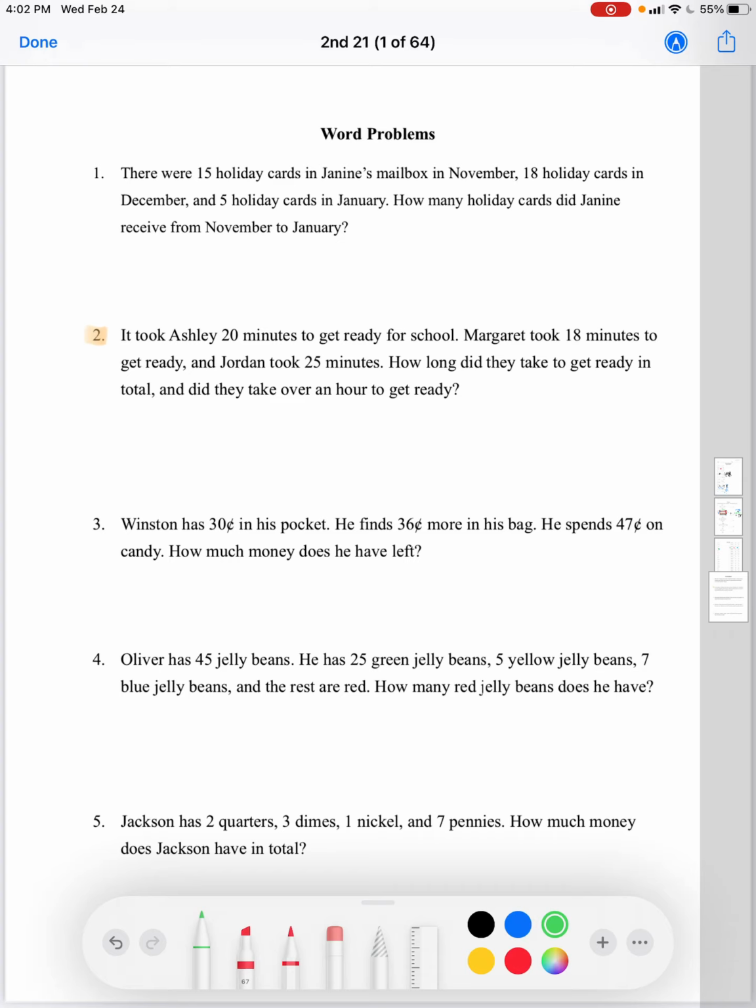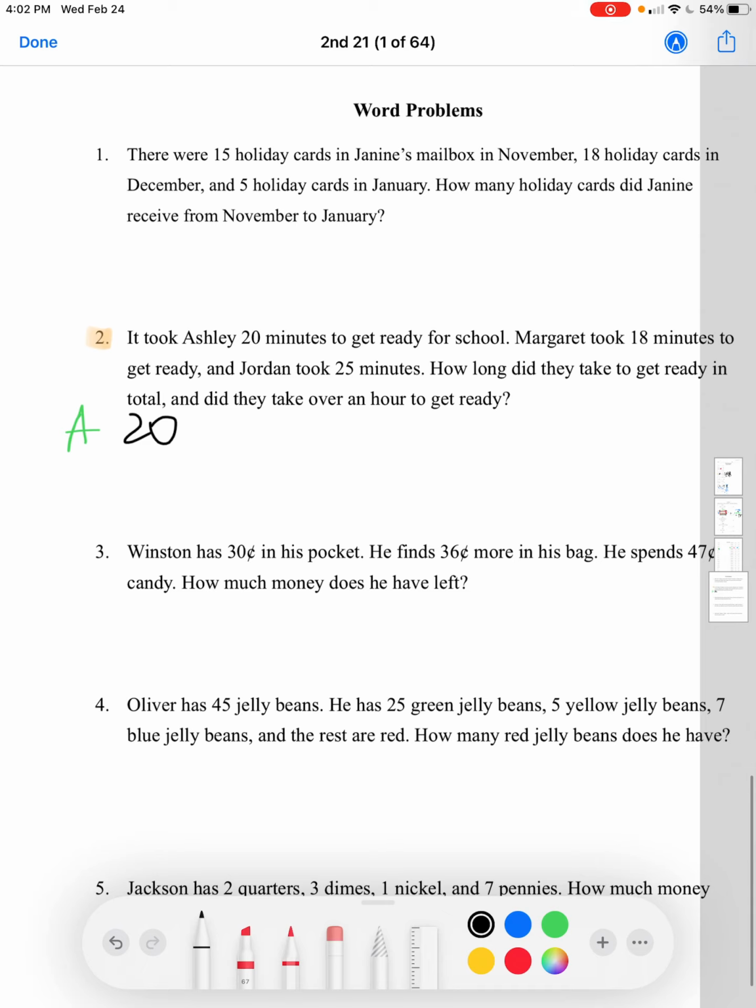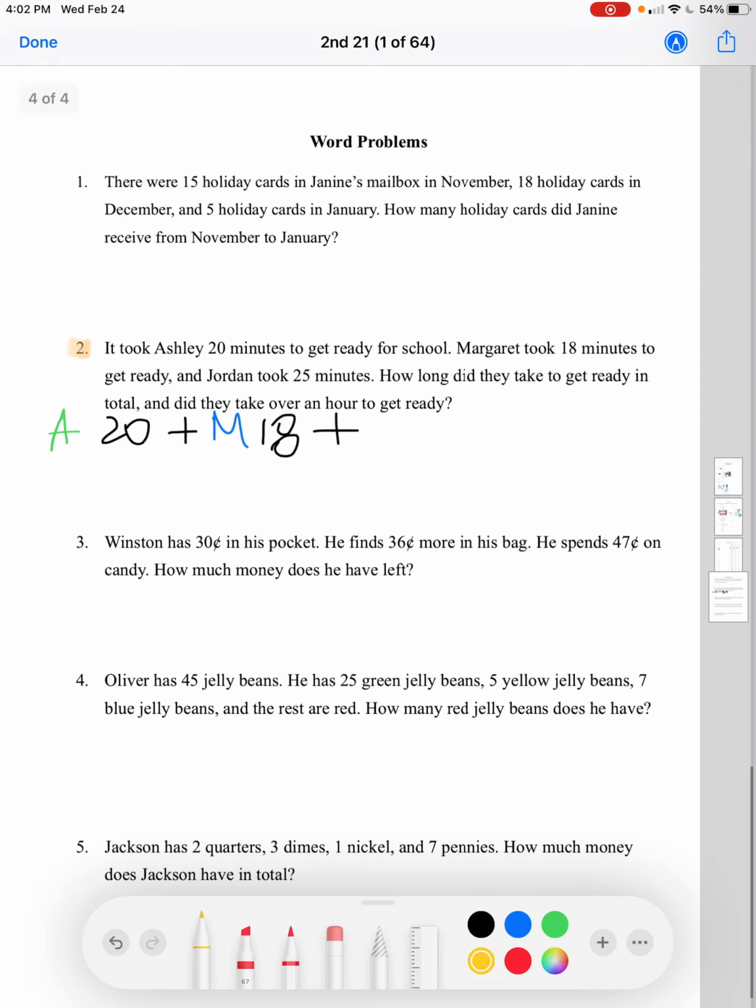It says, it took Ashley 20 minutes to get ready for school. Margaret took 18 minutes to get ready, and Jordan took 25 minutes. How long did they take to get ready in total, and did they take over an hour to get ready? So first, let's find the total by adding all of them up. Put Ashley, which is 20 minutes. Add it to Margaret, which is 18 minutes. Plus Jordan, 25 minutes. So we're going to add it all together.